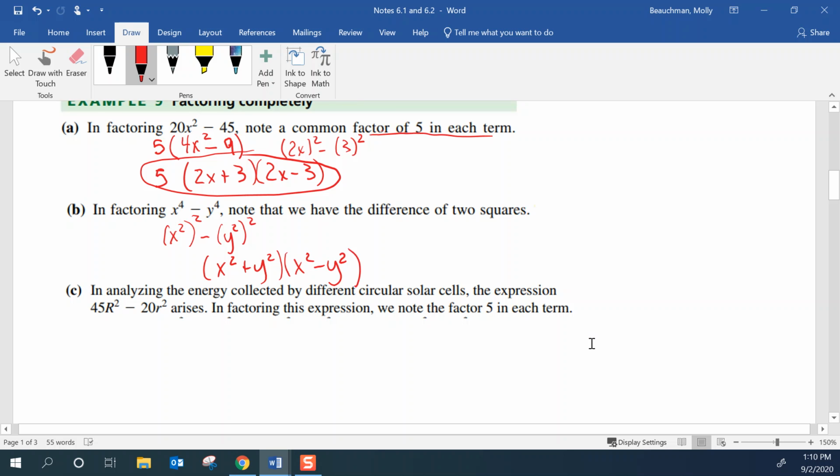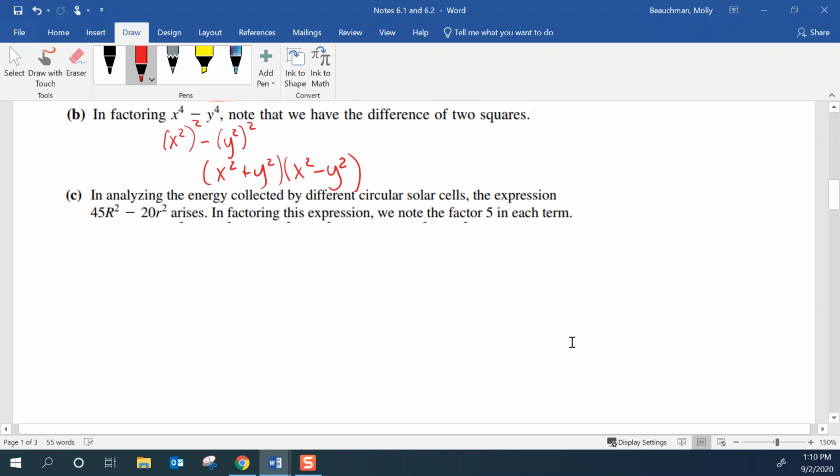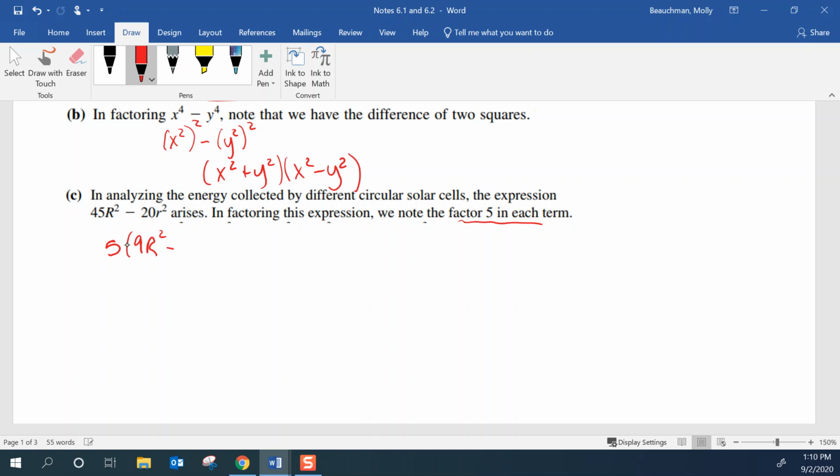Okay, last example, again, we have a situation: 45 capital R squared minus 20 small case r squared. In factoring this expression, notice the factor happens to be a 5 again. Factor out a 5, we're left with 9 times capital R squared minus 20 divided by 5, which is 4 small case r squared. This is a difference of squares. 9R squared is a perfect square, 3 capital R, and 4r squared is 2 small case r, so it factors into 3 capital R plus 2 small case r, 3 capital R minus 2 small case r.